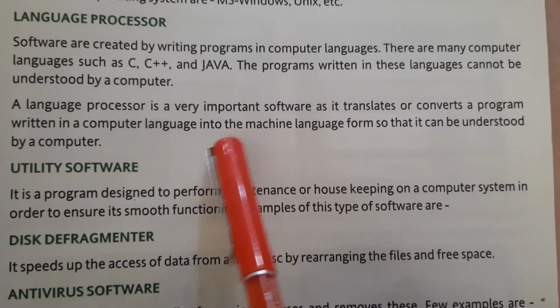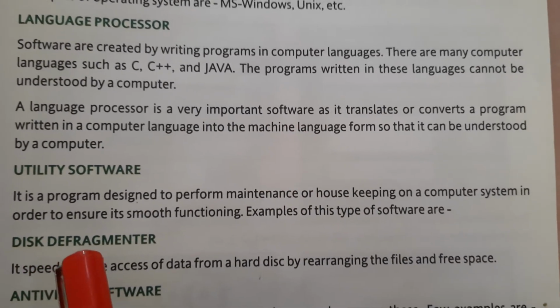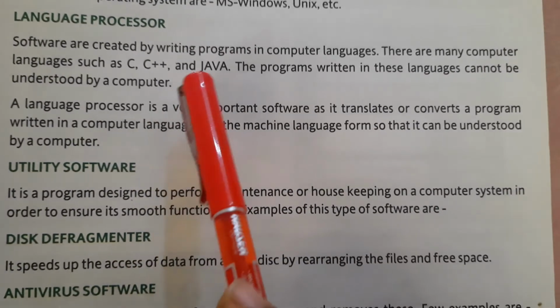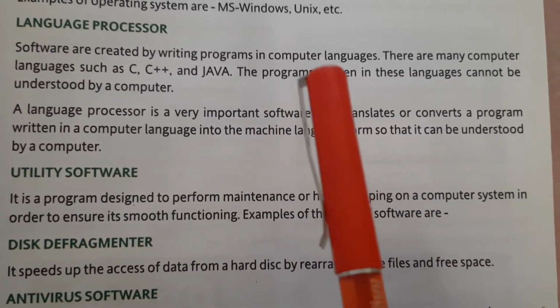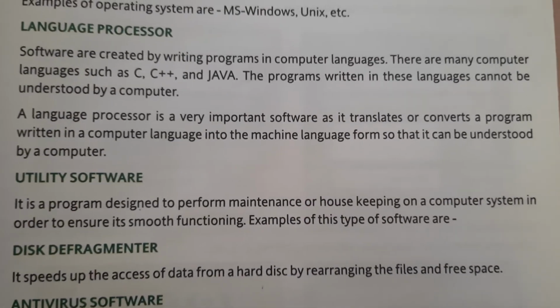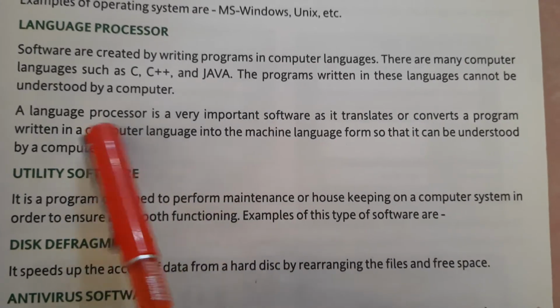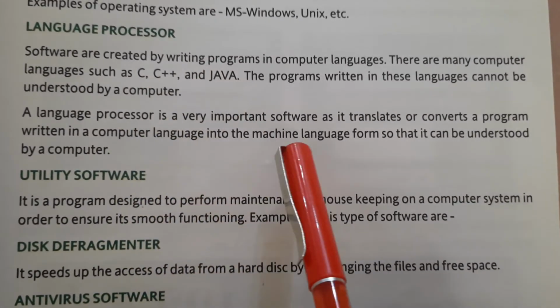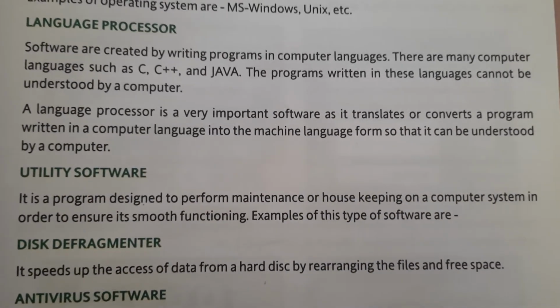A computer can understand only machine language, which is in the form of zeros and ones. So when we write programs in these languages, they get converted into machine language, and only then will the computer be able to understand. This conversion or translation is done by the language processor. Computer languages are these, and machine language is what the computer can understand.